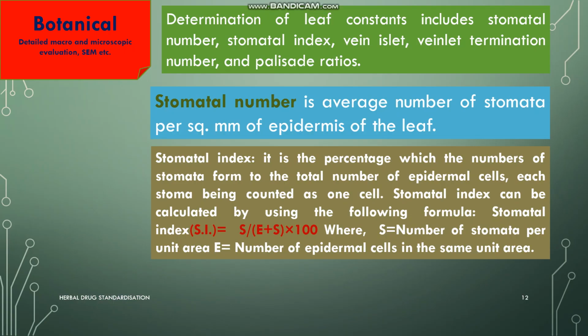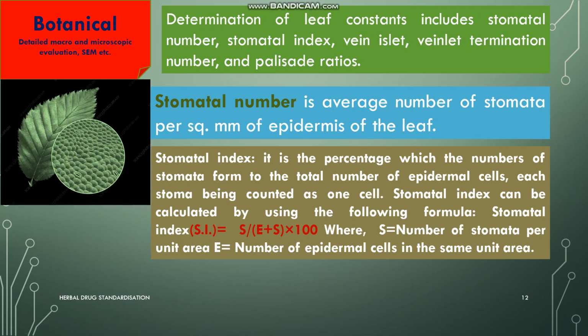So stomatal number is defined as the average number of stomata present per square mm of the epidermis of the leaf. Simply, very simple. Second is the index that we calculate after calculating the stomatal number, of course. So there is a formula for calculating the stomatal index, that is SI, stomatal index is equal to S divided by E plus S into 100, where E is the number of epidermal cells, and S is the number of stomata per unit area.